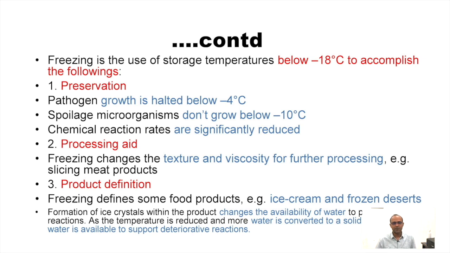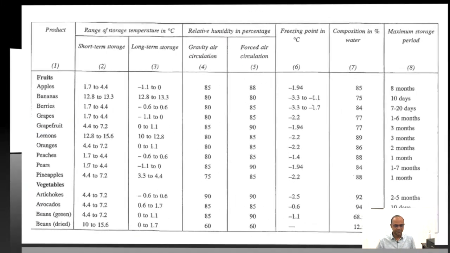Now basically what happens is that ice crystal formation happens inside the product. For example, the majority of fruits and vegetables or meat have a higher water content. This water is now converted into ice because of freezing. So less water is available for spoilage. Because of this, the shelf life basically increases.